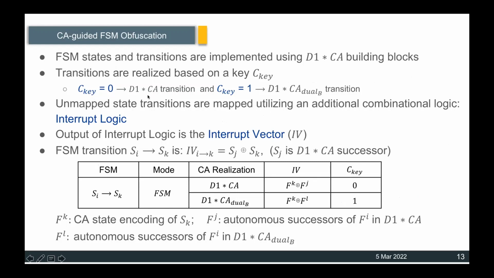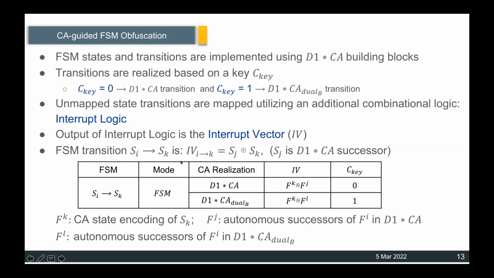The cellular automata gets configured as a D1 star CA, whereas if the CK is equal to 1, then it gets configured as D1 star CA dual B, where you just change the third cell from the rule of the third cell. And in order to obfuscate the transitions, you use the output of a special logic which is called the interrupt logic. Also, we will abbreviate it or denote it as IV, or interrupt vector.